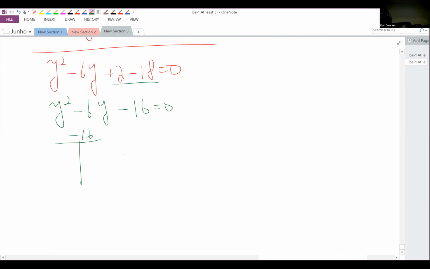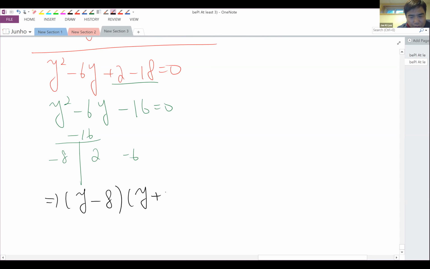Negative 16, negative 6. What are two numbers? You multiply them, negative 16. The sum becomes negative 6. 2 and 8, yeah, 2 and 8. So between 2 and 8, which one must be the negative sign? 8. Okay, so this becomes y minus 8, y plus 2 equal to 0.